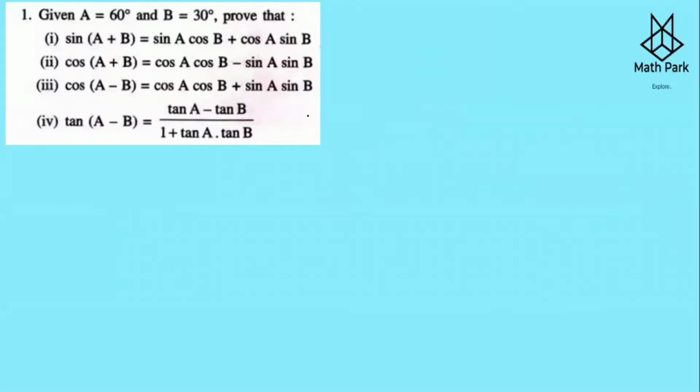So we start with the first question. Given A is equal to 60 and B is equal to 30, prove that sine (A plus B) is equal to sine A cos B plus cos A sine B.